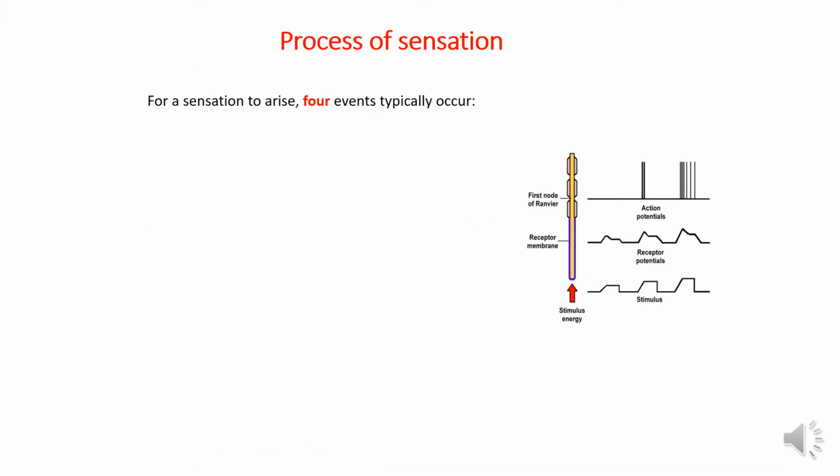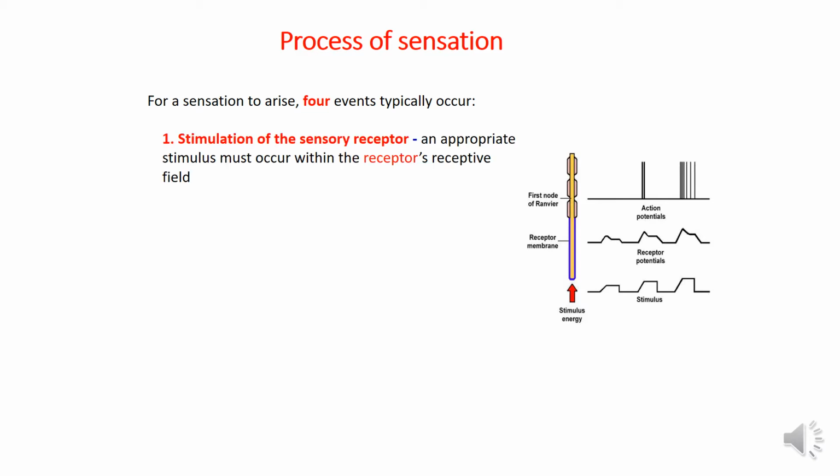What's happening to produce sensation? The process of sensation depends on the following four steps or events. Number one, the stimulation of the sensory receptor. We have here stimulus energy. This energy may be what?